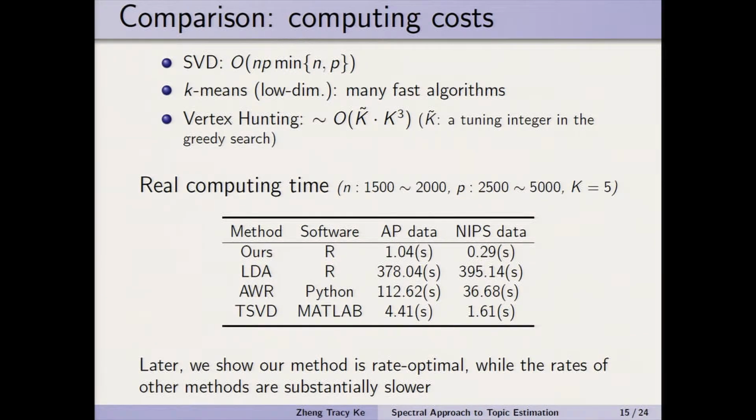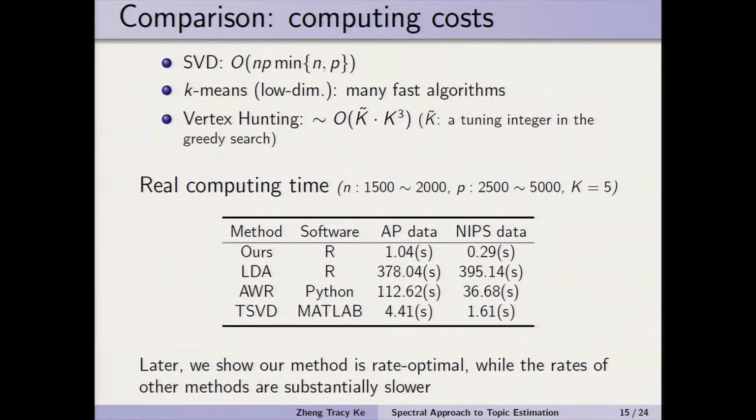Now, how about the computational cost? The main computational cost of our method comes from 3 parts. The last 2 parts are from the vertex hunting. But please keep in mind, for vertex hunting, we are already dealing with very low dimensional data, like dimension 5 or 6, so the computational cost is very low.